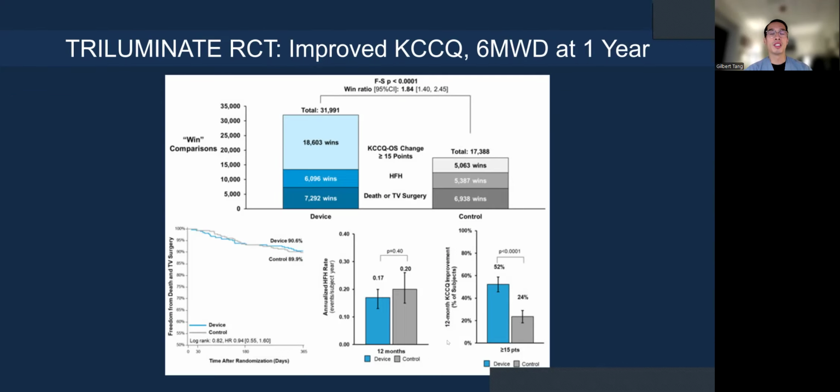This was just presented at TCT 2024. I did that on behalf of our co-authors, showing that the entire TRILUMINATE randomized controlled trial now shows improved KCCQ score and 6-minute walk distance at 1 year, further confirming the benefit in quality of life in these patients, both subjectively and objectively. However, at 1 year, there remains no difference in terms of mortality or heart failure hospitalization.